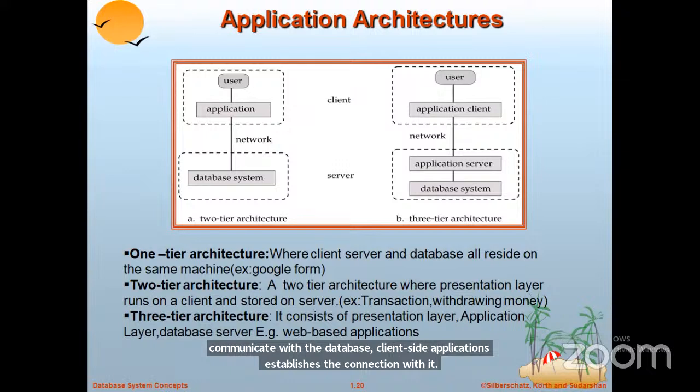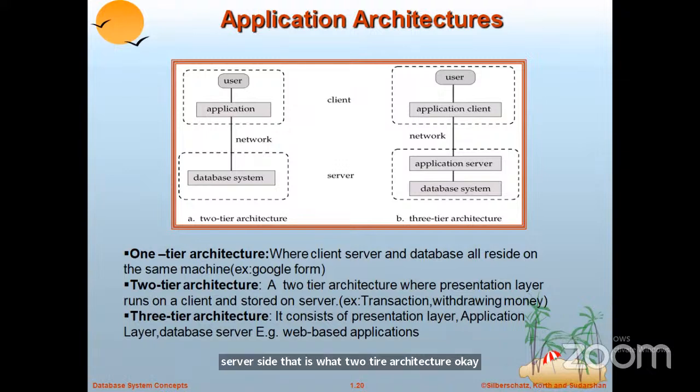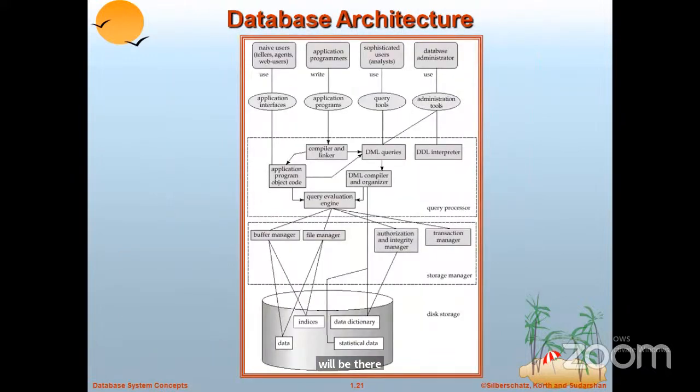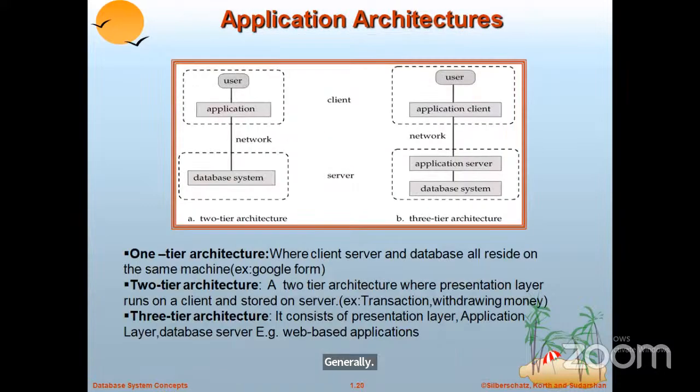Next, three-tier architecture. It is an extension of a two-tier architecture. Here we have an application layer which can be accessed programmatically to perform various operations on the DBMS. Generally there will be a presentation layer, application layer, and database server. So three layers will be there in three-tier architecture.